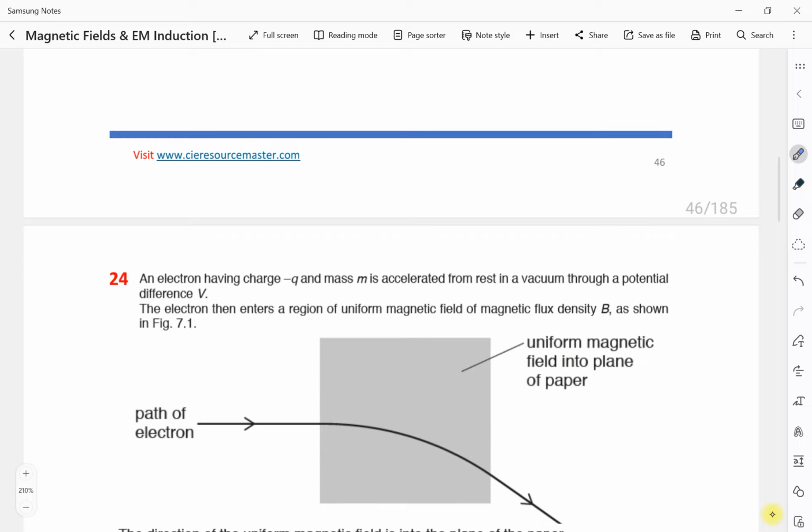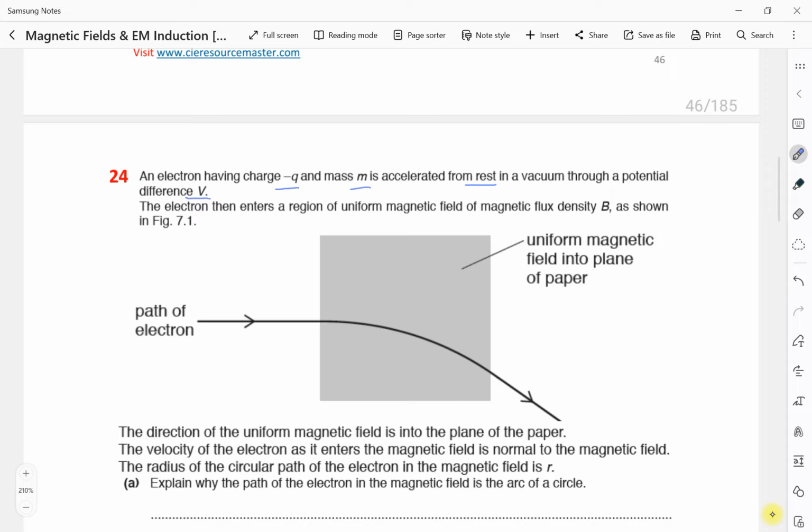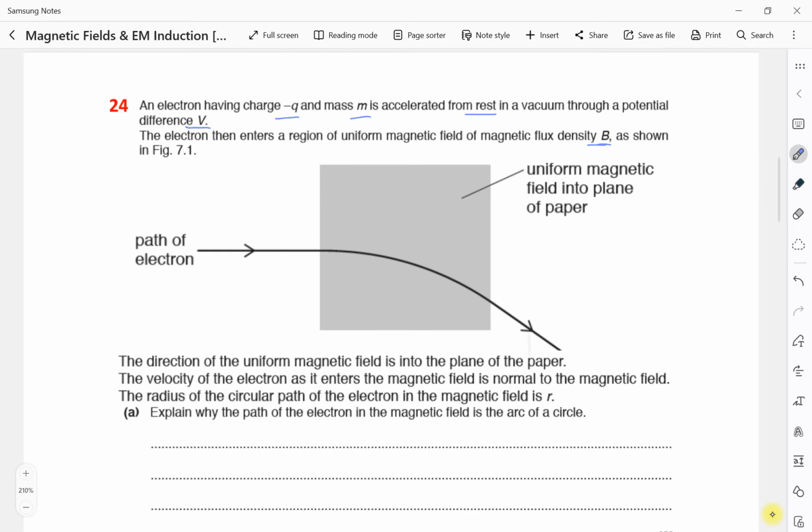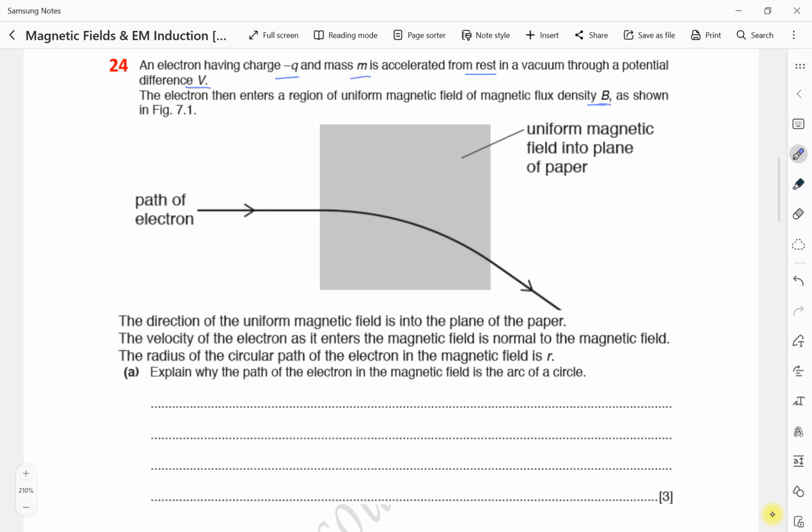An electron having charge minus q and mass m is accelerated from rest in a vacuum through a potential difference V. The electron then enters a region of uniform magnetic field of flux density B, as shown in the figure here. The direction of the uniform magnetic field is into the plane of the paper. The velocity of the electron as it enters the magnetic field is normal to the magnetic field.